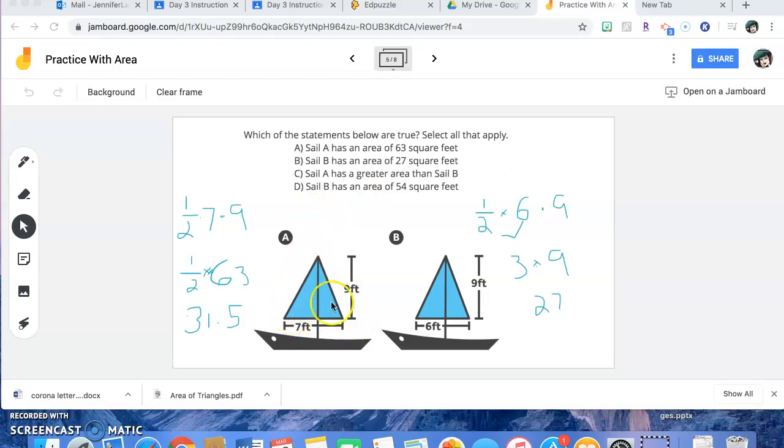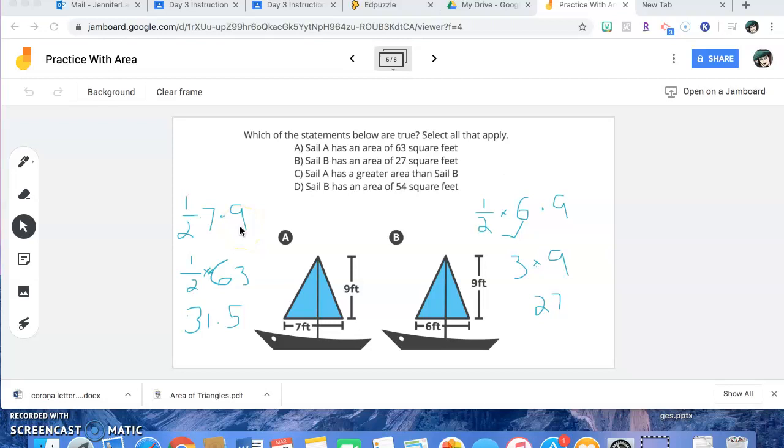So it has the sail. The sail is the triangular part of the boat. So it wanted to know about their areas. So before you can even answer this, you first needed to figure out their areas. So the base of A was 7 and the height was 9. So you see how over here I already had written it out when I recorded my other video. So it saves us some time at least.